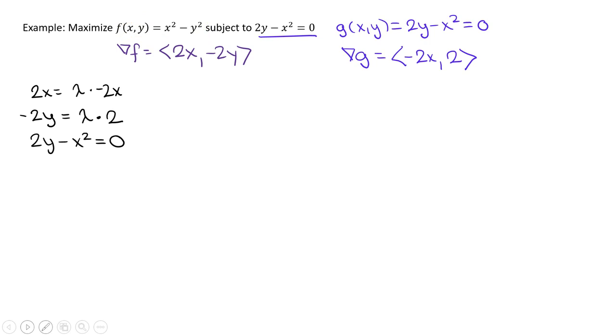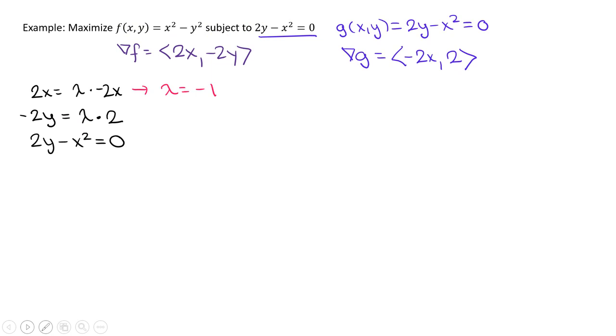Okay, so then I'll write my system of equations. I'm going to take f sub x equals lambda times g sub x. That's the first equation. And then we'll take f sub y equals lambda times g sub y. And then our last equation in our system is just that constraint, 2y minus x squared equals 0. So I have a system with 3 equations and 3 unknowns.